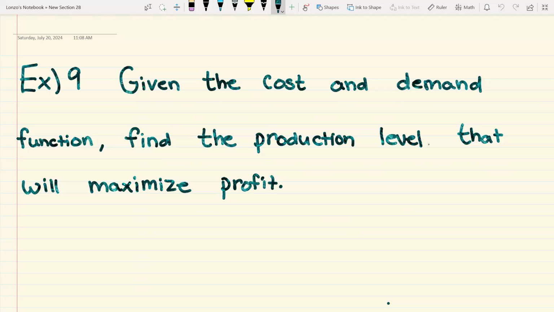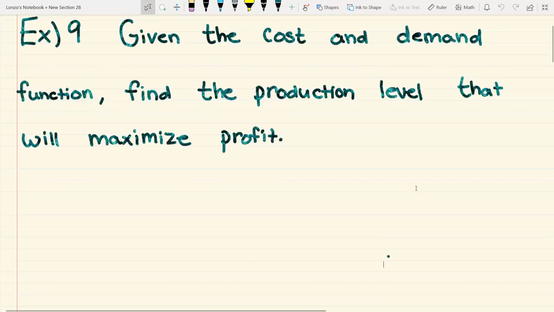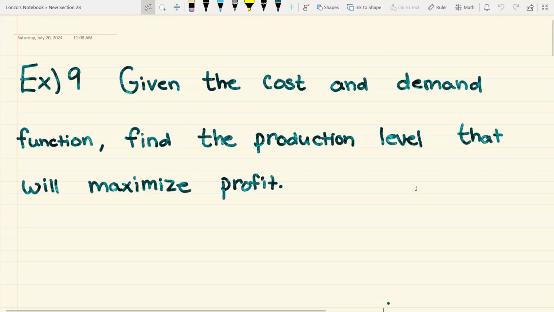Hello, in this video I will do example 9 of demand function word problem. So this will be the last example for the demand function. Okay, so example 9: given the cost and demand function, find the production level that will maximize profit.